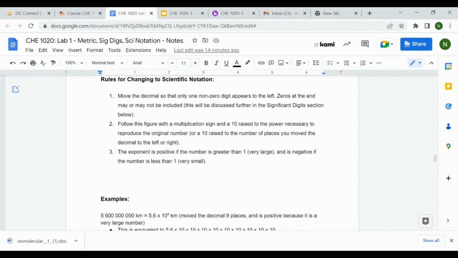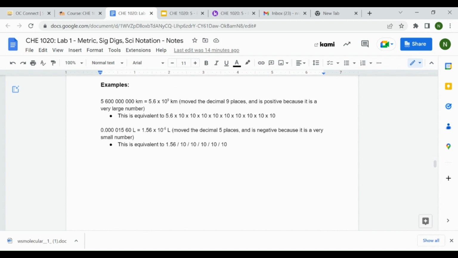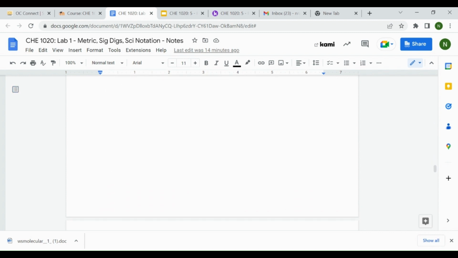All right, so the rules that we just went over are summarized for you next, and there are a couple more examples that you can take a look through.